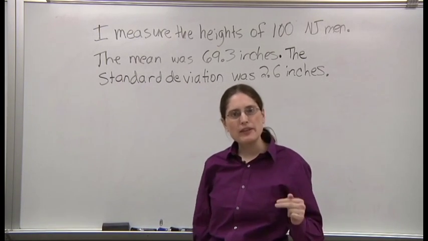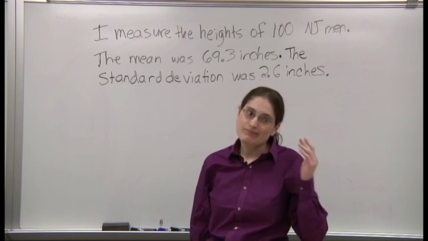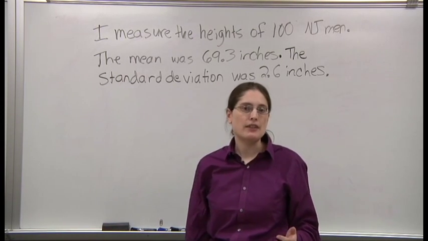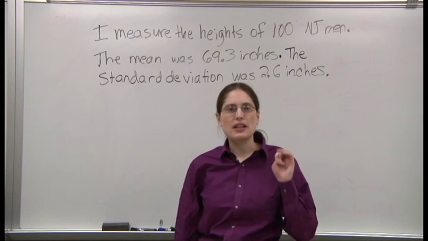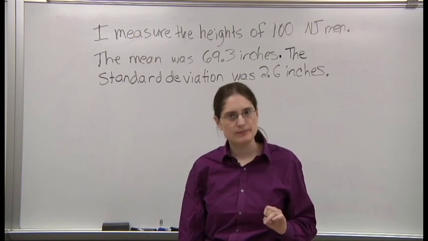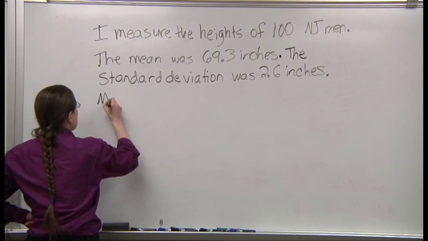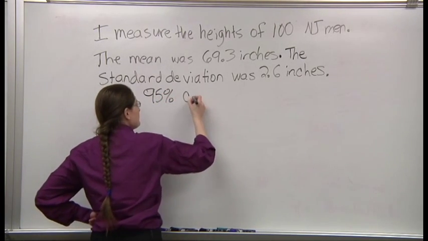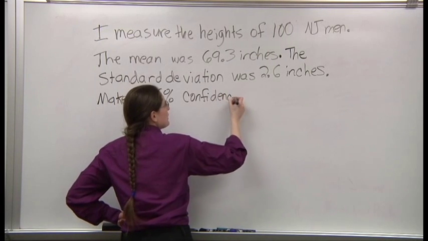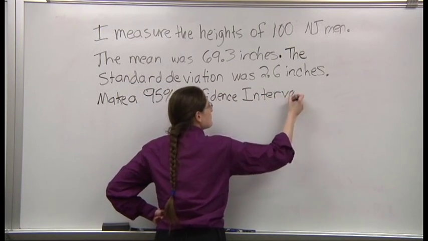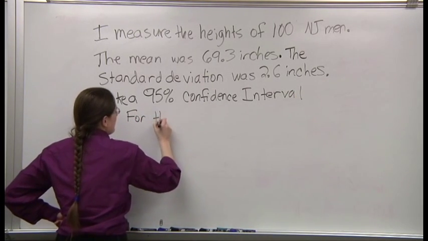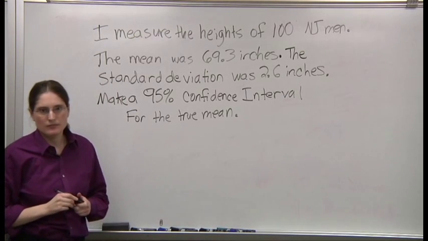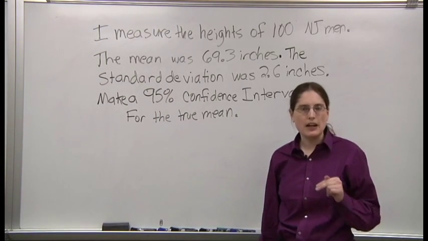Then you choose a level of confidence. On the test and on the homework, I'll tell you what confidence level to use. A real statistician makes their own choice based on a variety of factors. I'm going to choose that I want to be 95% sure. So I'm going to make a 95% confidence interval for the true mean. My chosen level of confidence is 95%.